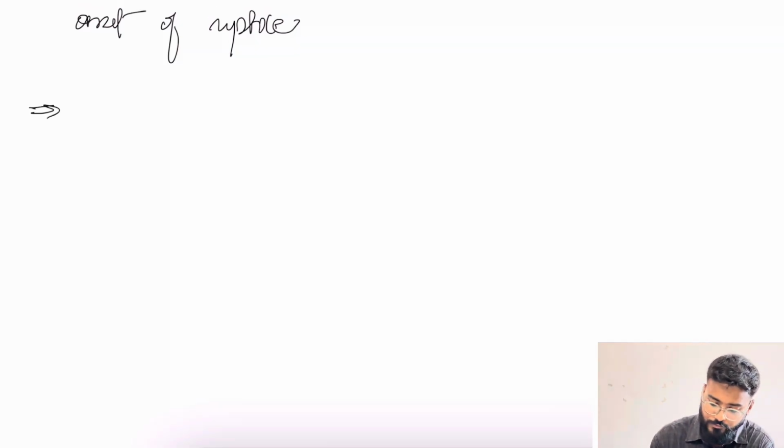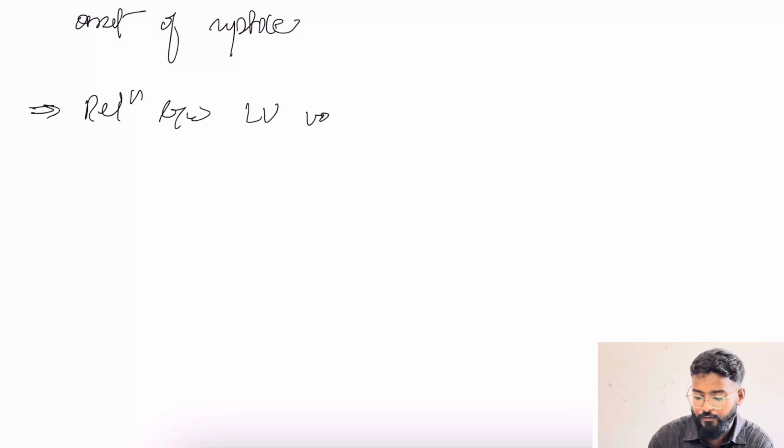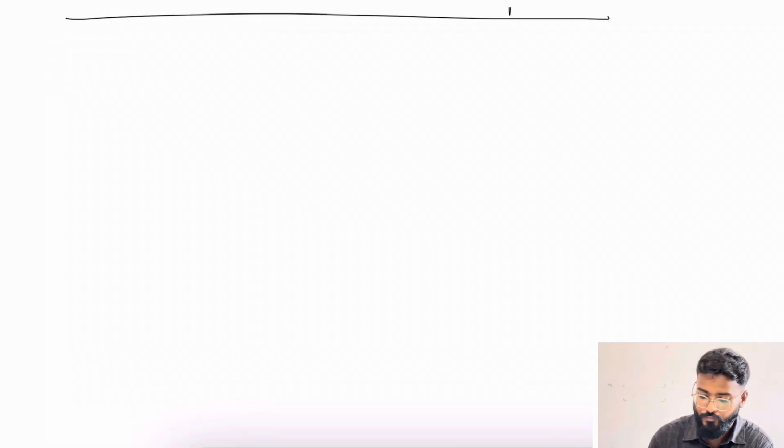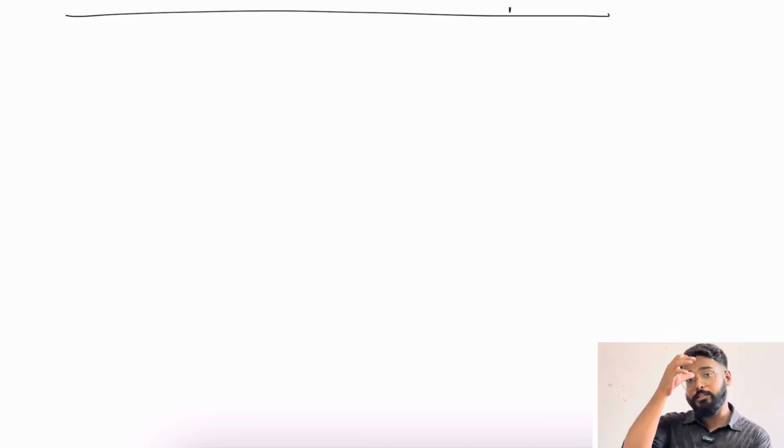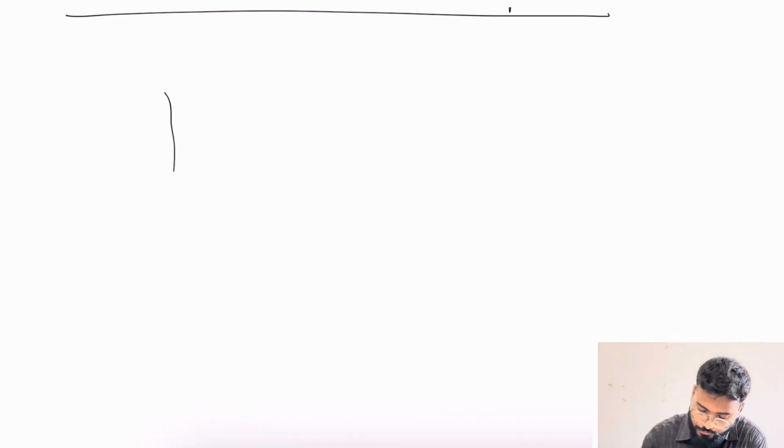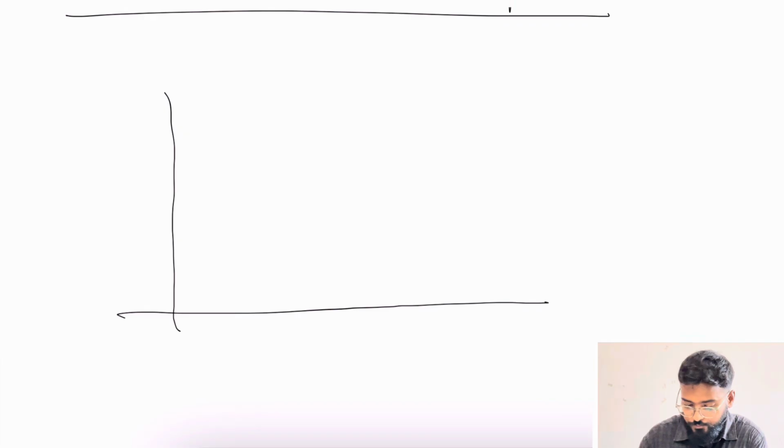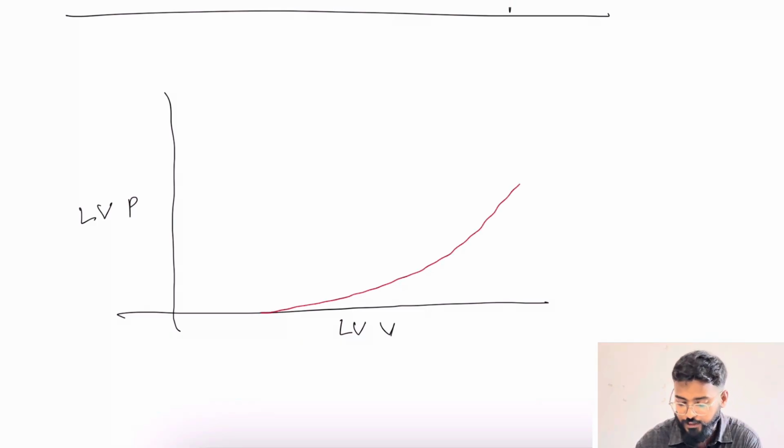So, the relation between left ventricular volume and left ventricular pressure. We will understand this using a graph. This is your left ventricular pressure, this is your left ventricular volume. This graph is going to look somewhat like this.